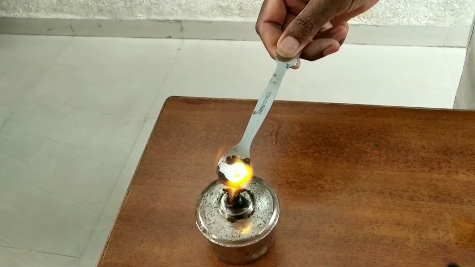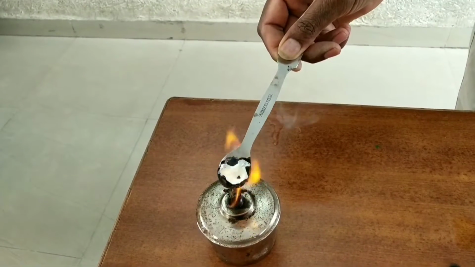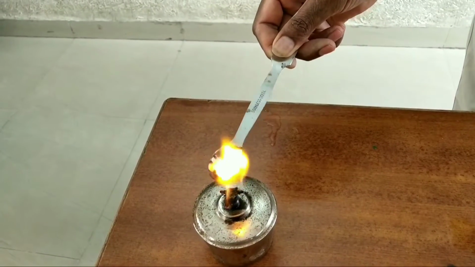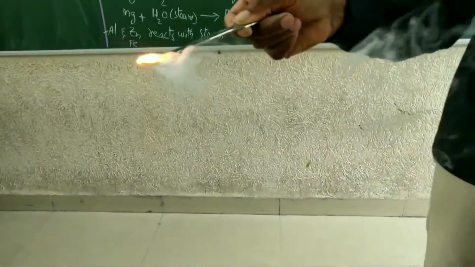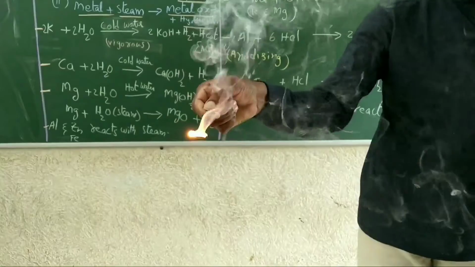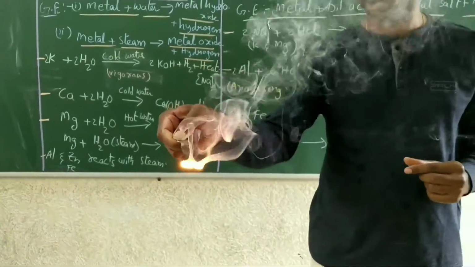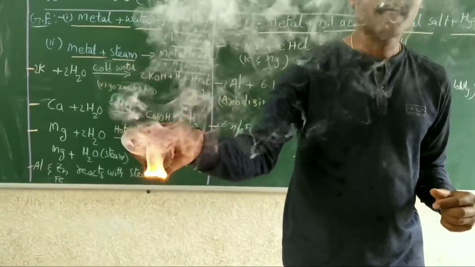Children, what is the color of this flame? See, you can see that the sodium metal is a shiny silvery color. And you can see the burning of sodium, a beautiful yellow color. Are you able to see the color? Yes, this is sodium.